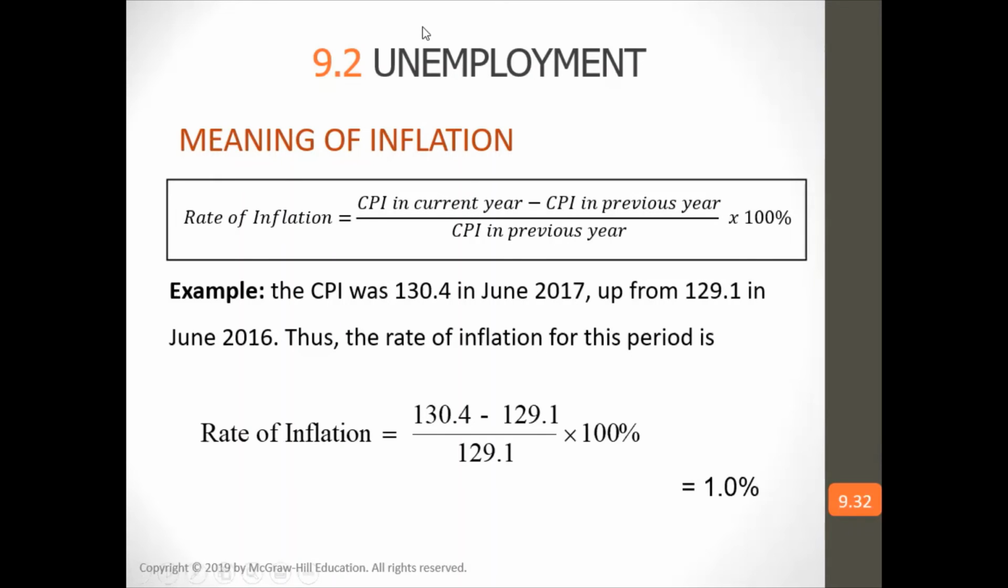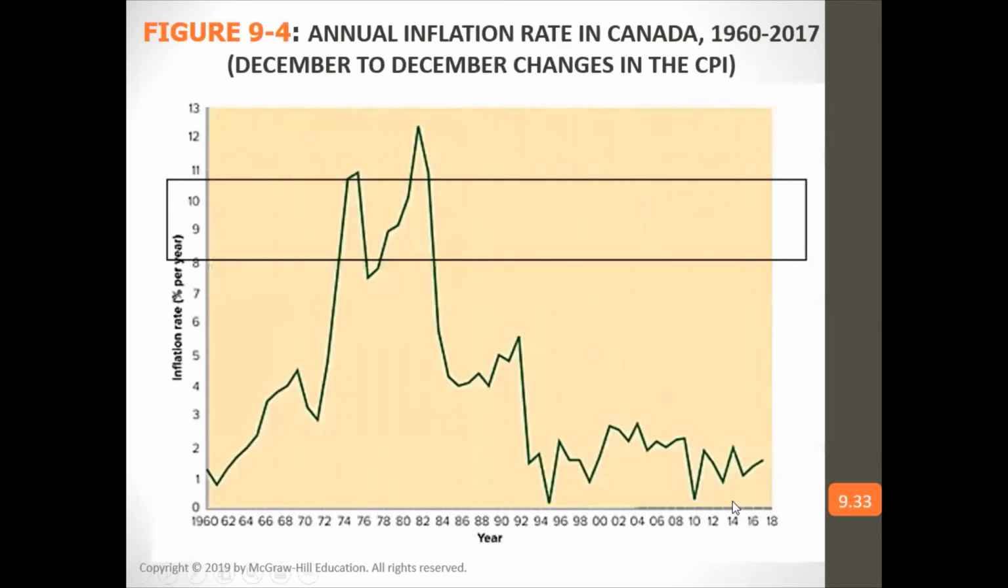So how you would do that is, yeah, it's about 1%. So thanks for participating, everybody. So you do 130.4 minus 129.1, divided by 129.1, times 100%. So good job, everybody.